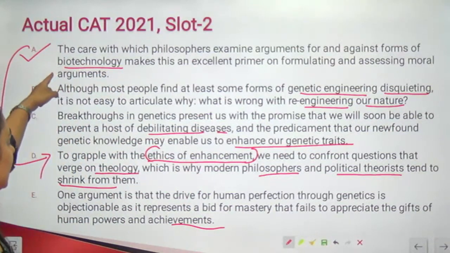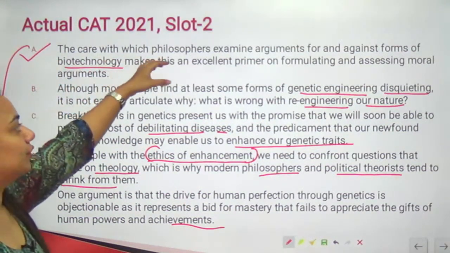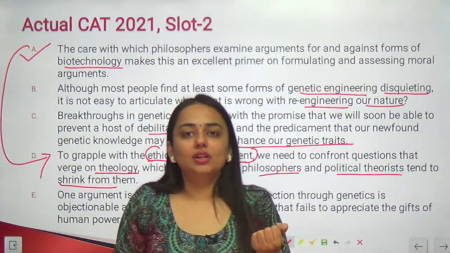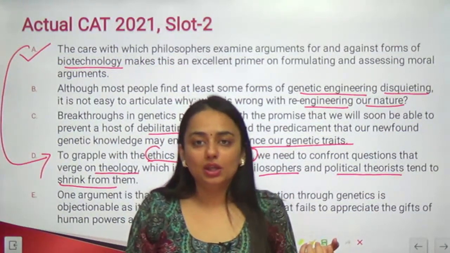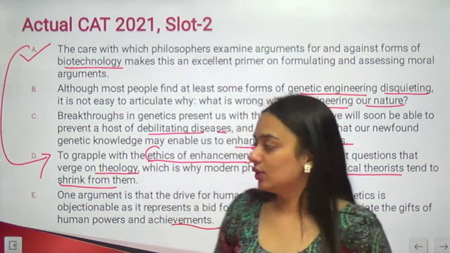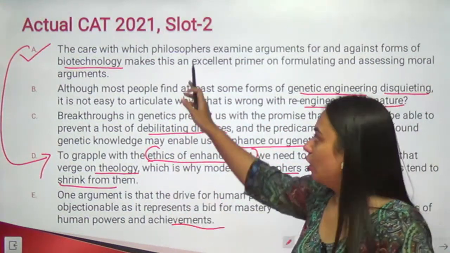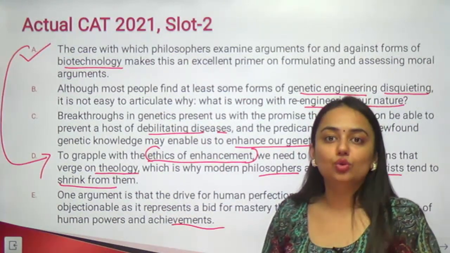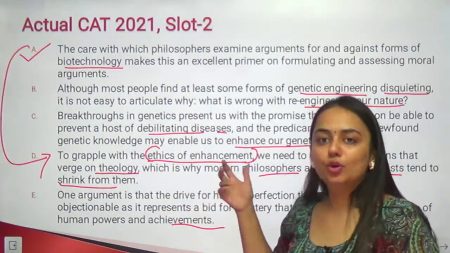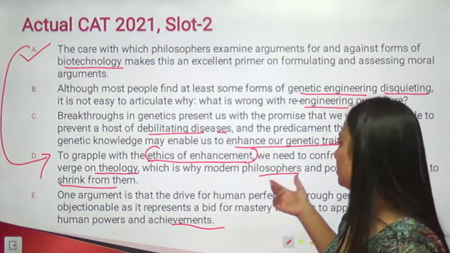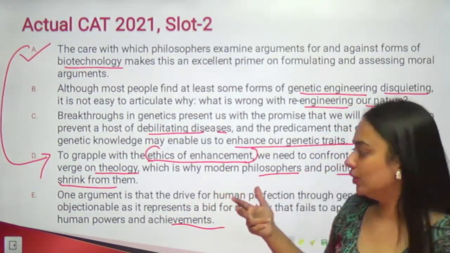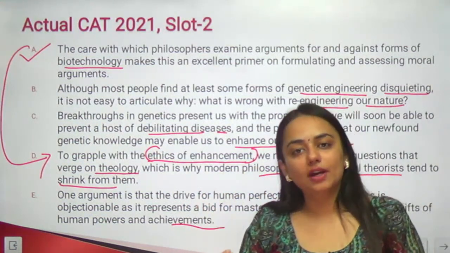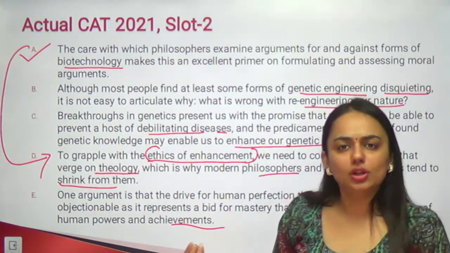And what is A saying? The care with which philosophers examine. Do they examine it with care? No, they shrink from it. They don't want to explain it to anyone, to the theologists. So either they should be wrong or they should be wrong. But after reading the rest of the options, we get to know the passage is pro-enhancement, you can say, or the passage is more towards the philosophers and the political theorists and more towards justifying why re-engineering is fine.